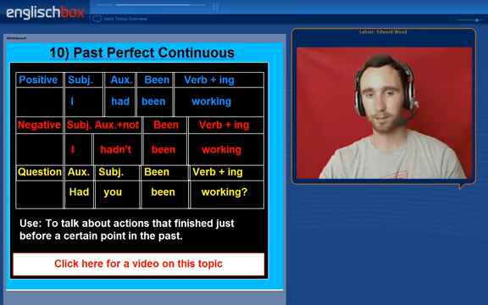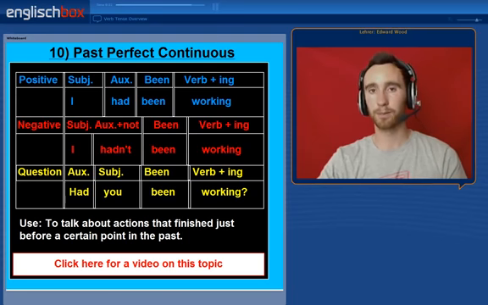So I had been working: subject, auxiliary, the verb to be in past participle, and then the present participle. I had been working. In negative, I hadn't been working. And as a question, had you been working?